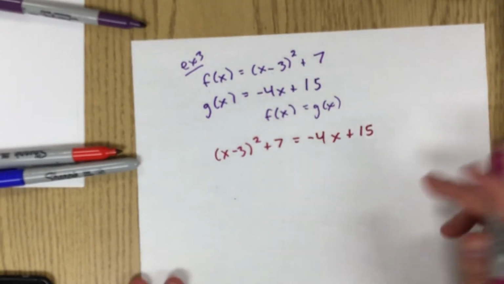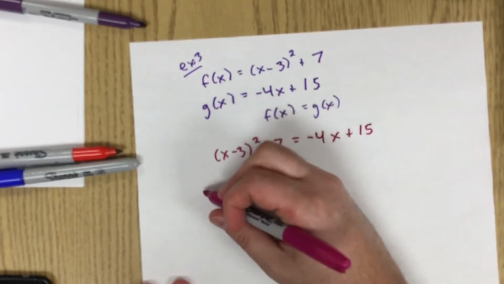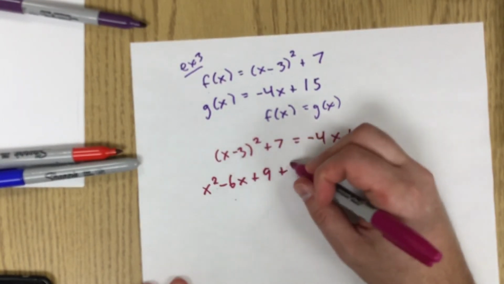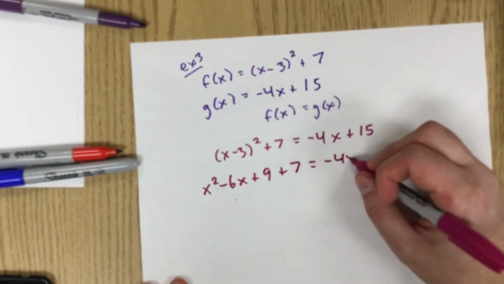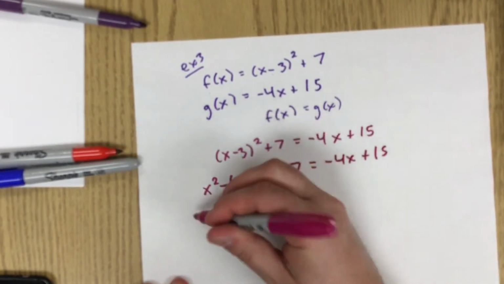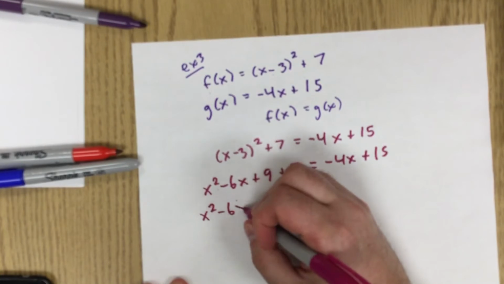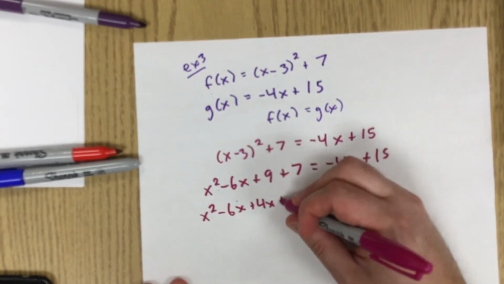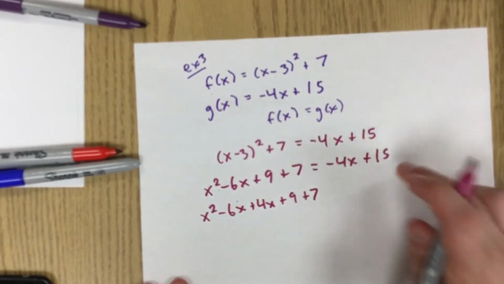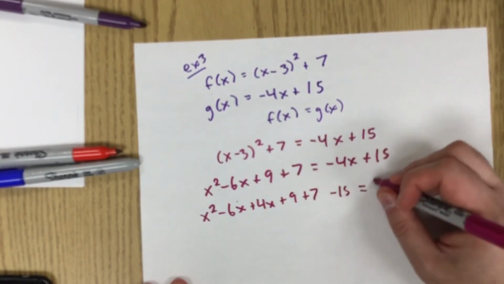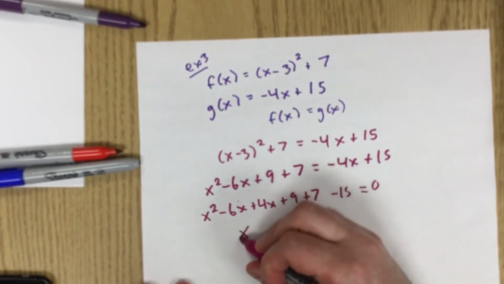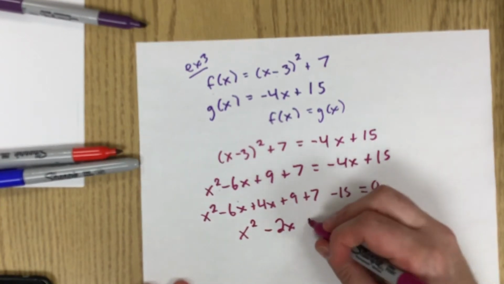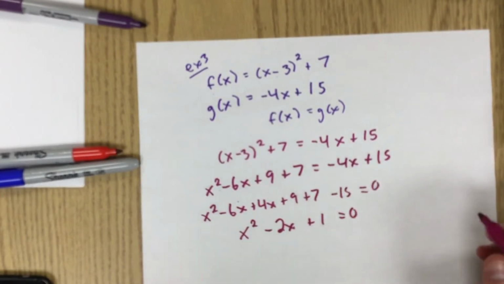Just because it's non-standard form doesn't mean we don't have to solve it, so we're going to expand this thing. x minus 3 squared is x squared minus 6x plus 9, plus 7, is minus 4x plus 15. Bring this to the other side. x squared minus 6x, minus 4x becomes plus 4x, plus 9 plus 7. 15 goes to the other side, becomes minus 15. And then we collect like terms. Minus 6 plus 4 is minus 2. And 16 minus 15 is 1.